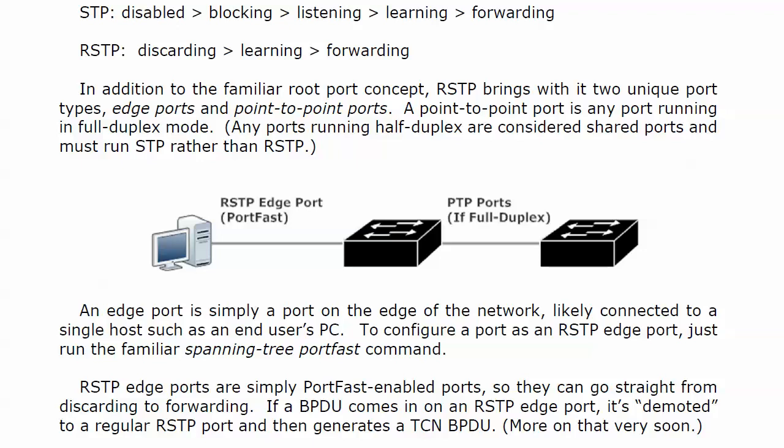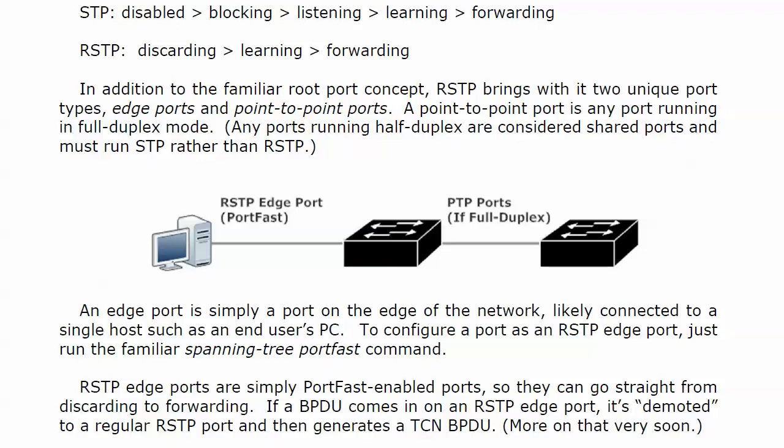Now, the edge port, this is such a simple little thing, but it does play a huge part in RSTP. An edge port is simply a port on the edge of the network. Yeah, I know, duh. There's a little more to it than that. Likely, very likely, it's connected to a single host, such as an end-user PC. To configure a port as an RSTP edge port, all we do is run spanning-tree portfast. That's all you've got to do, just put that on the interface.